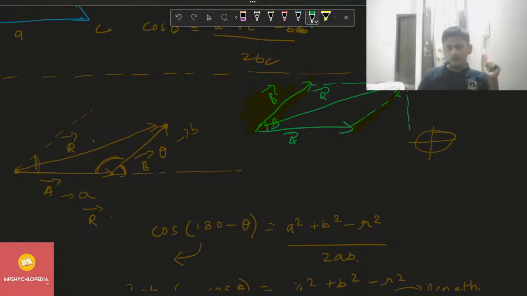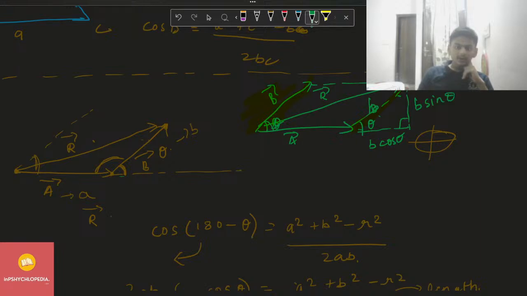Now we will use the Pythagoras theorem. So this is a 90-degree triangle and the length of this will be equal to b. If this is angle theta, the angle between a vector and b vector, and then this will be theta, then this is b, then this will be b cos theta and this will be b sin theta.